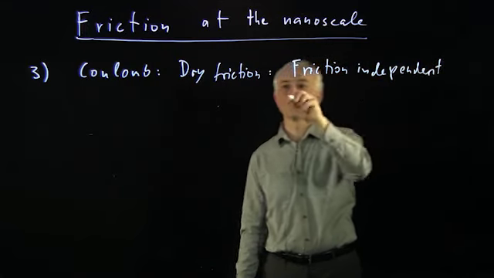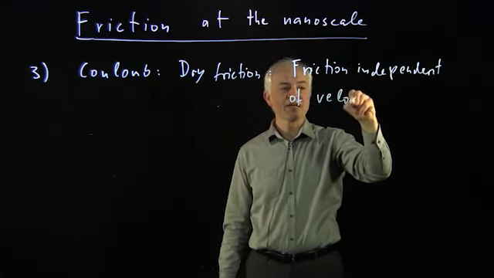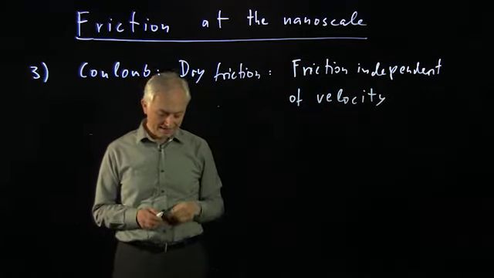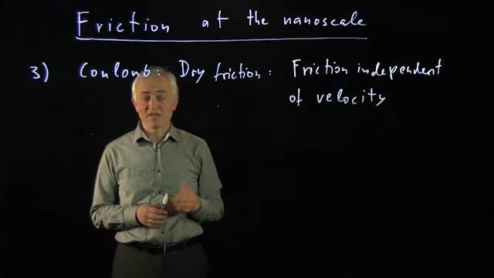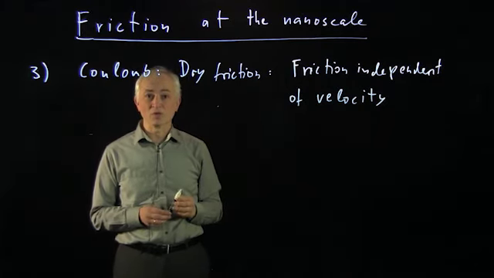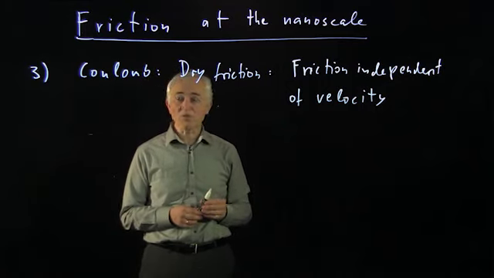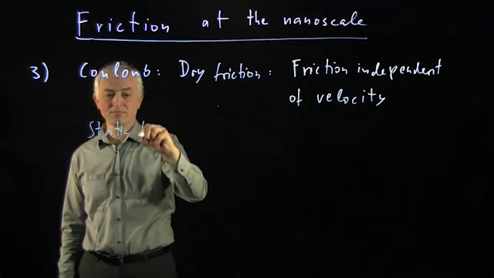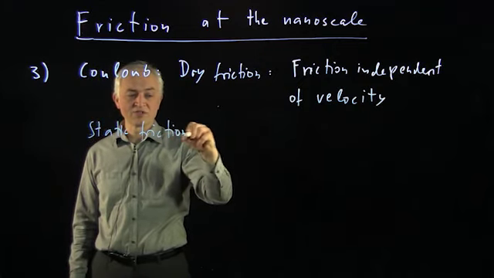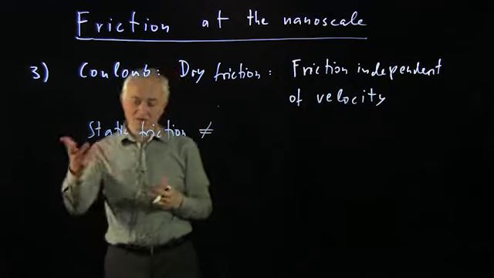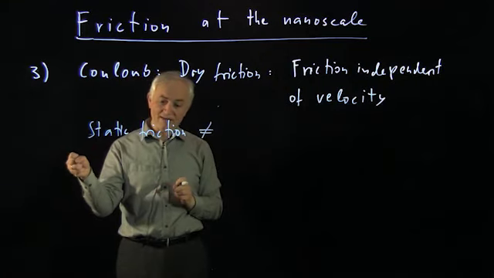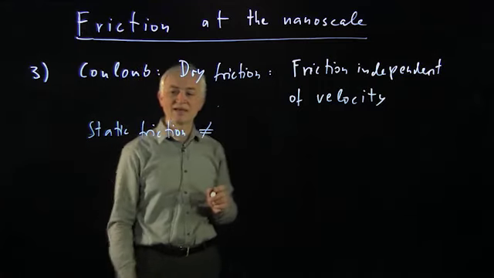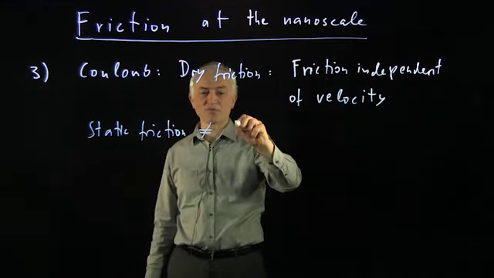Again, this is something not quite, but somewhat counterintuitive. And as I will show you a little bit later, it actually is no longer true when you look at the nanoscale. Coulomb was also the first one to distinguish static friction, which is the force with which an object resists motion for a while. And you make the force larger and larger, so for a while the object will stick and then it will start sliding. So he distinguished static friction from dynamic friction.